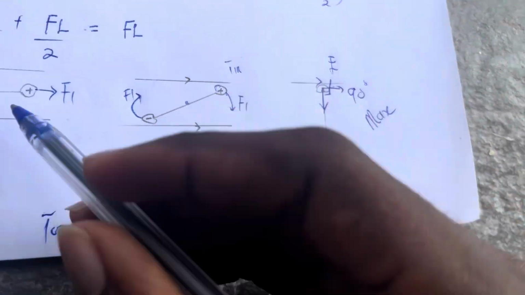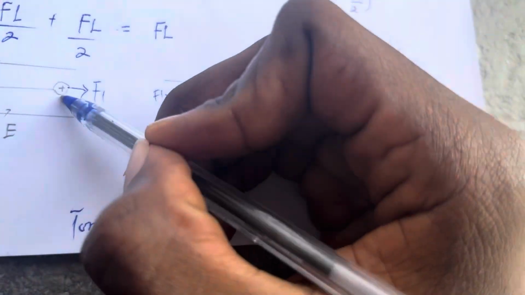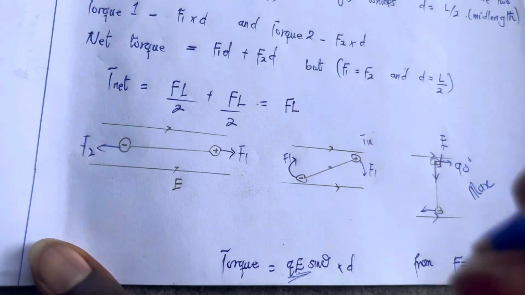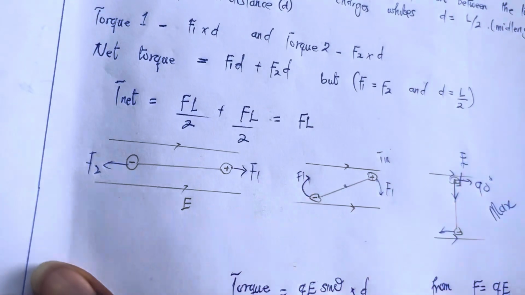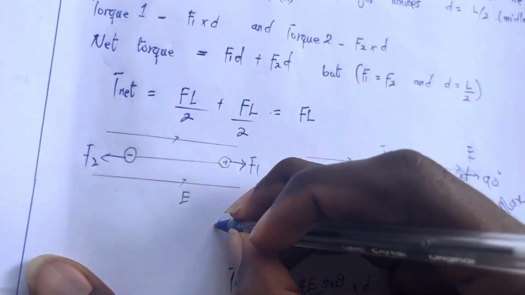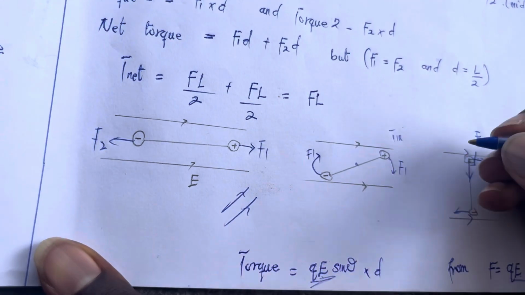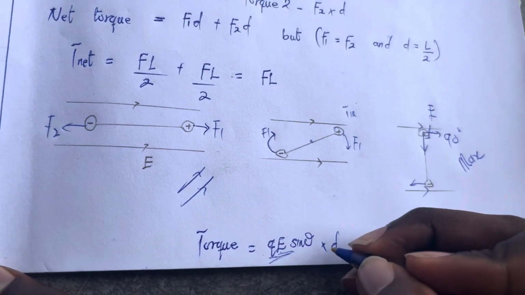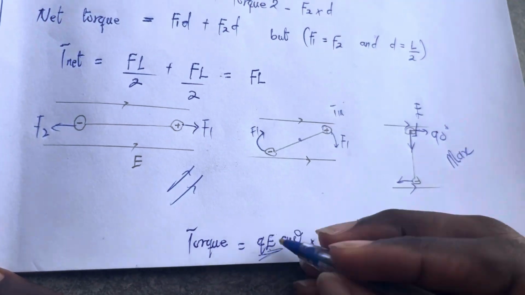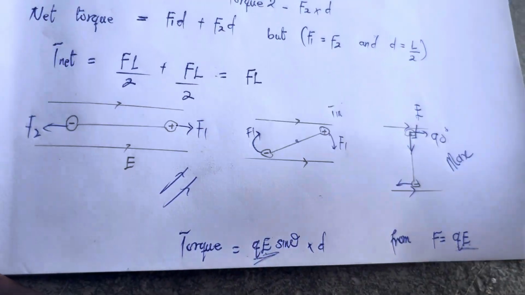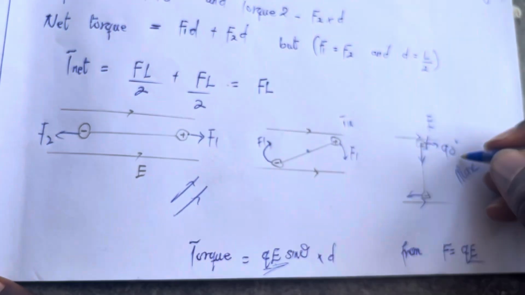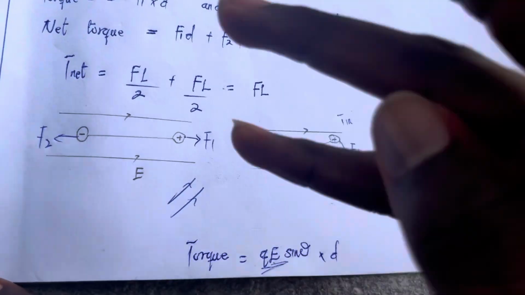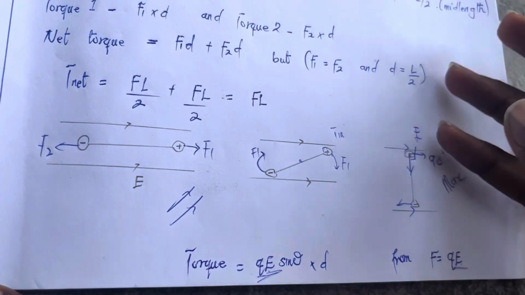But when the dipole moment is parallel to the electric field, we get sine 0, because if they are parallel, the angle between them is 0. So our torque will be equal to QE sine 0. Sine 0 is 0, and 0 multiplied by QE gives you 0. So this one will give you the minimum, this one will give you the maximum, and this one will give you a value intermediate between the two.